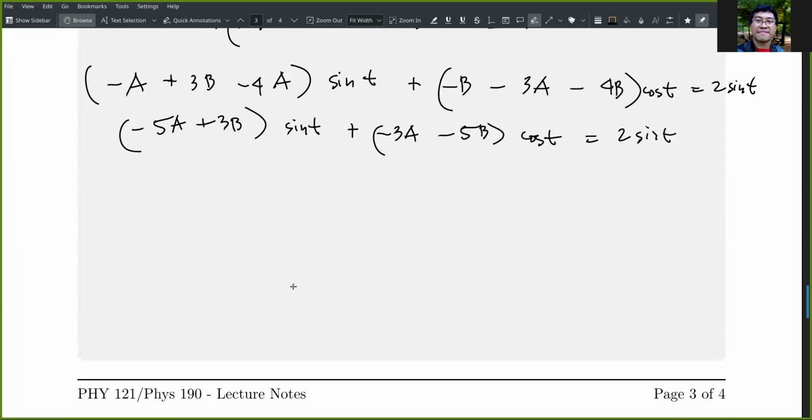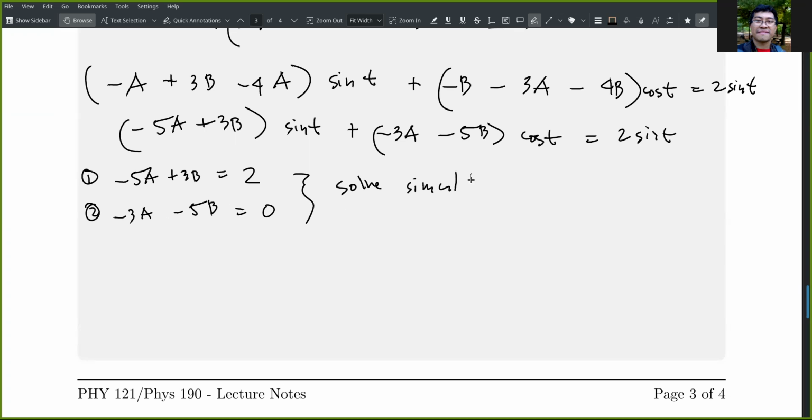So we have two equations: minus 5a plus 3b equals 2, since the sine t coefficients must match, and minus 3a minus 5b equals 0. So they have two equations, 1 and 2, which we need to solve simultaneously.